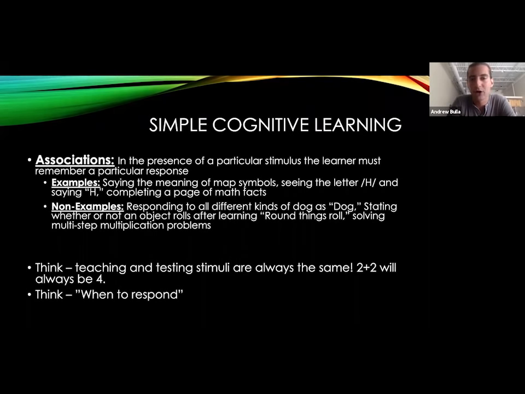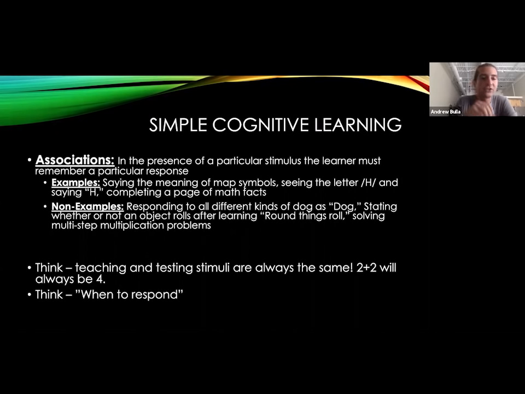Non-examples include responding to all different kinds of dog as a dog. So again, that's more of a stimulus class rather than one stimulus producing one response. Stating whether or not an object rolls after learning the rule, round things roll. So more complex and actually the application. Solving multi-step multiplication problems. So that's an algorithm. So although you're going to be doing the same thing every time, it's more than just one particular stimulus evoking one particular response.